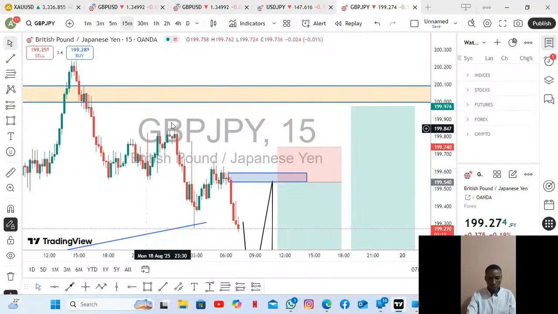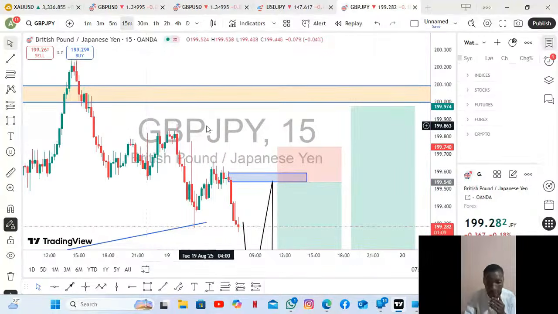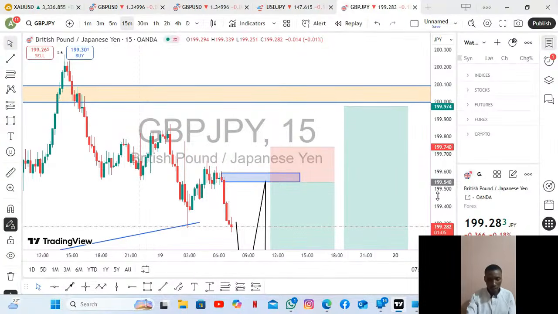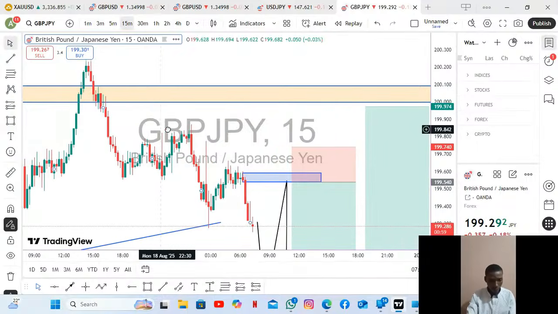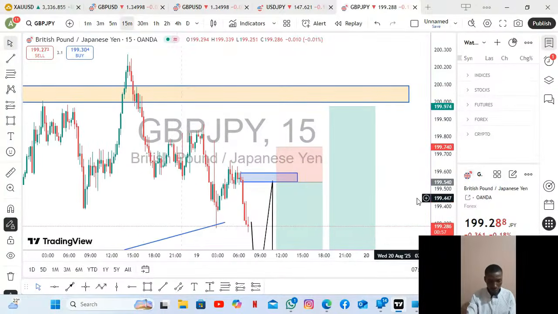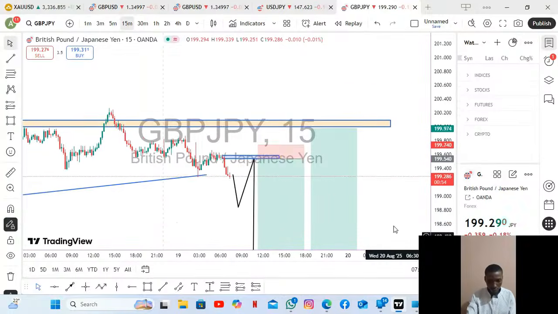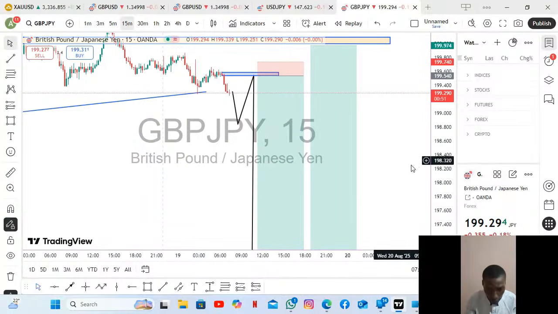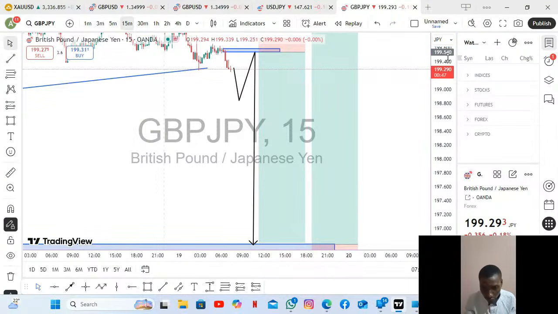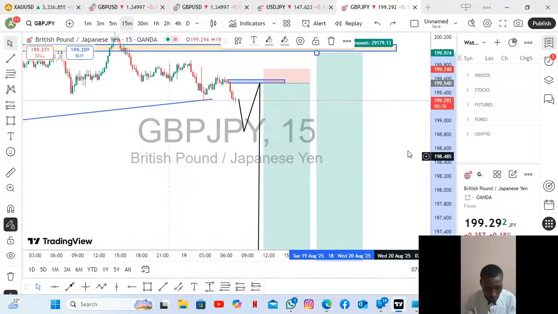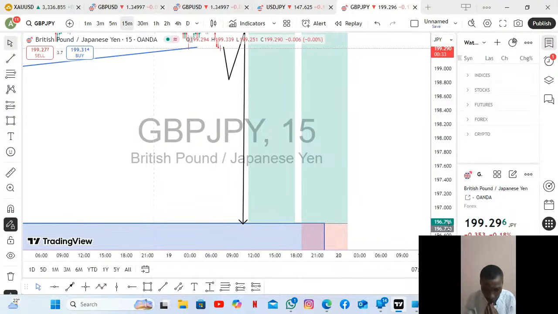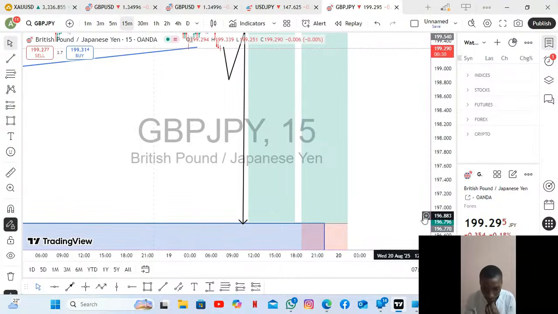Now the immediate coordinate for a sell on GBP USD is this. The immediate coordinate on GBP USD to sell is 199.540. The stop loss is 199.740, and the target profit is 196.796 for now.